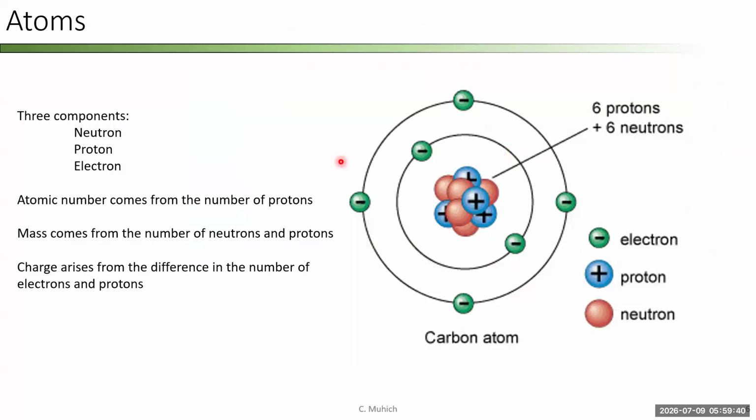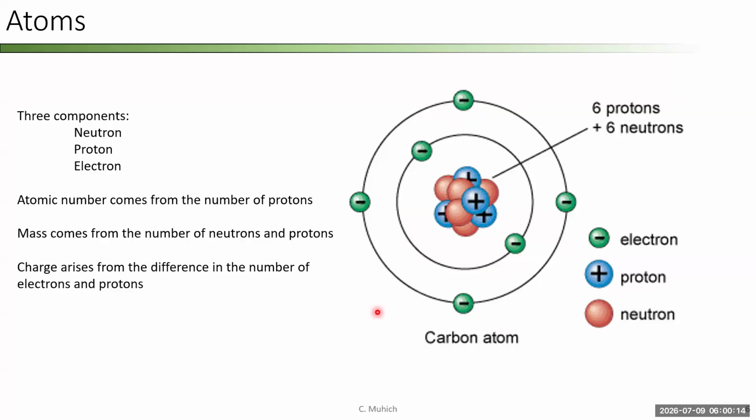So our atom contains three components. Our nucleus, which consists of protons and neutrons, and our electron cloud that surrounds it, which contains electrons. The nucleus has neutrally charged neutrons and positively charged protons, and the electrons sit in these shells outside of the nucleus.